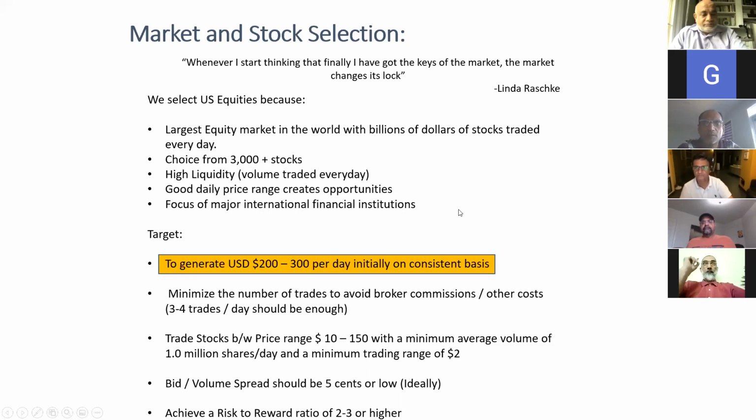Tell me if I'm reading it too fast, then I will try to slow down. Target is to generate $200 to $300 per day initially on a consistent basis. So we might lose, let's say one day, maybe $200, $300, $400, but over a period of time or a large number of trades, we should be able to create, on average, $200 to $300 per day initially. And then you can always increase your position size and improve the strategy, and then increase this to maybe $400 or $500 per day. There's no limit.